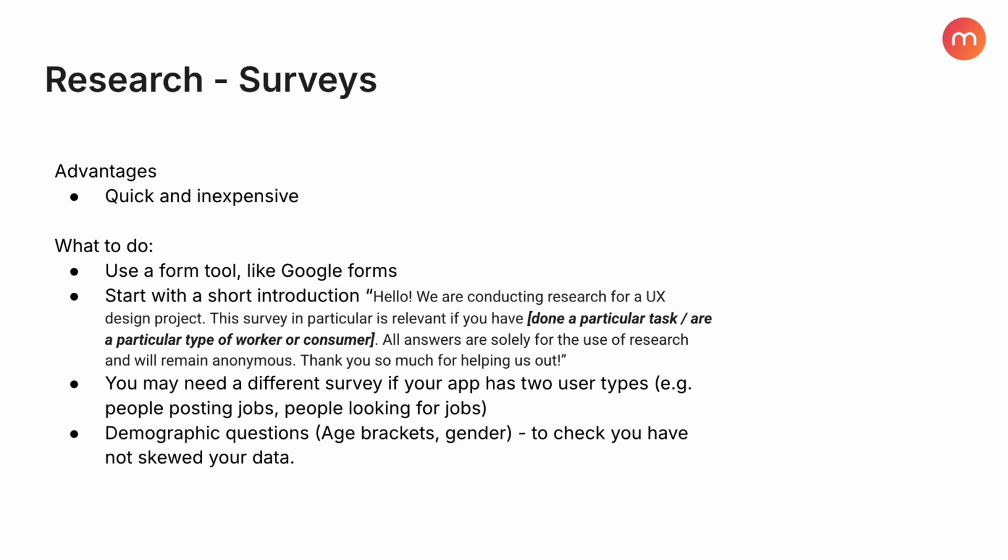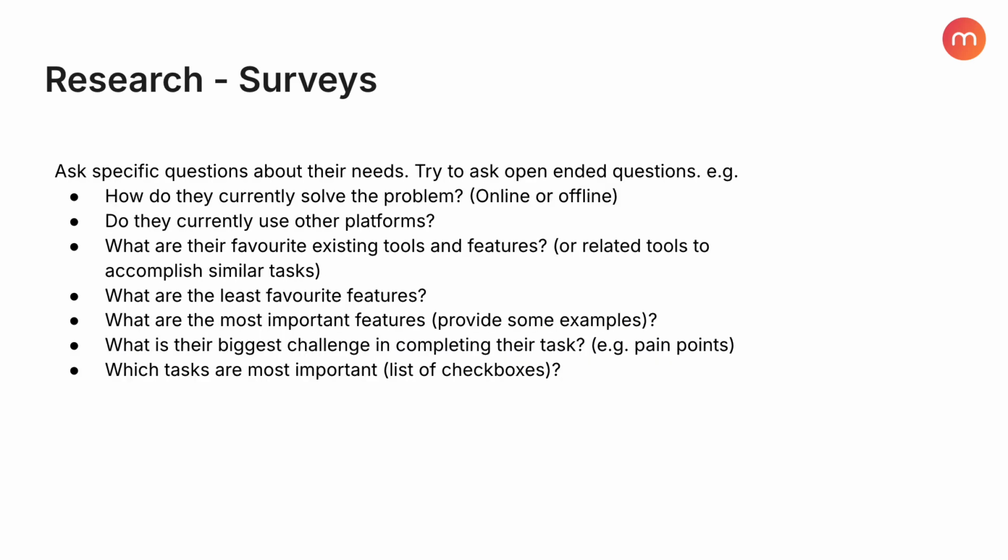You should also include a few demographic questions such as age, gender, or location. These help you make sure your survey isn't biased toward one particular group. For instance, if you're designing an app aimed at young professionals, you'll want to make sure your data actually reflects that audience.